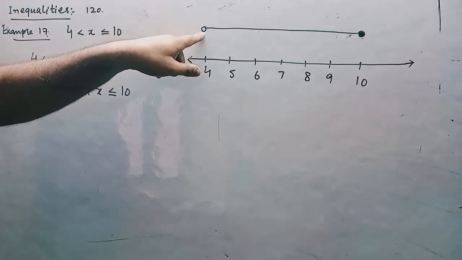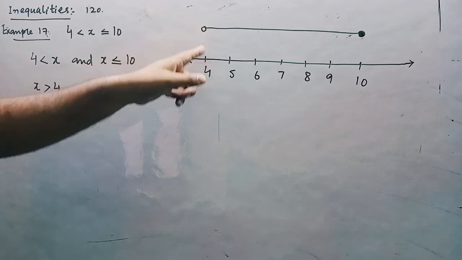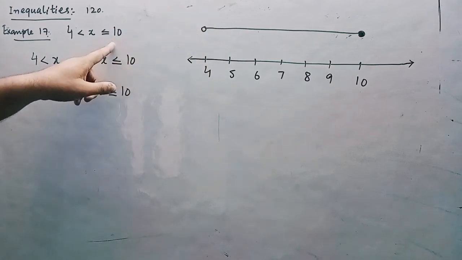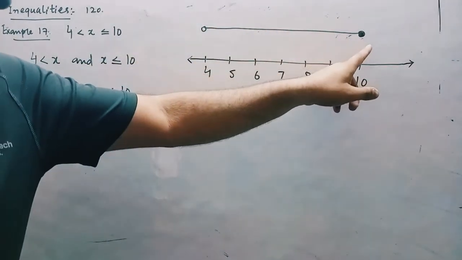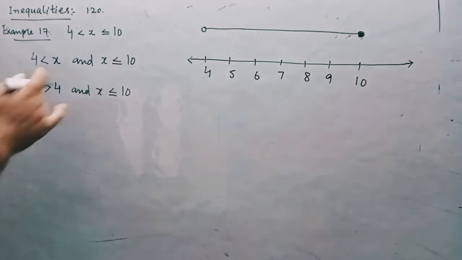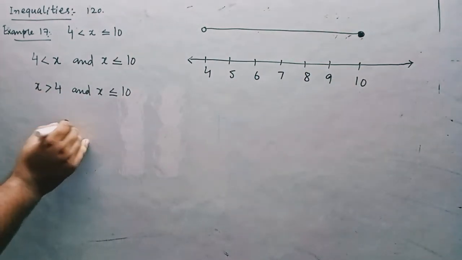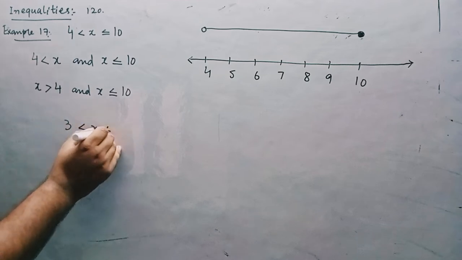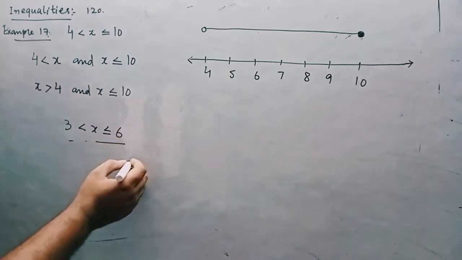सो 4 नहीं है तो इसलिए हम ये सर्कल ओपन सर्कल डाल रहे हैं. 10 भी है इसलिए हम कौन सा सर्कल डाल रहे हैं? डॉटेड सर्कल, शेडेड सर्कल डाल रहे हैं. इफ आई विल गिव यू वन मोर एग्जांपल. इफ आई हैव 3 इज लेस देन x इज लेस और इक्वल टू 6, ये इनइक्वालिटी शो करनी है.